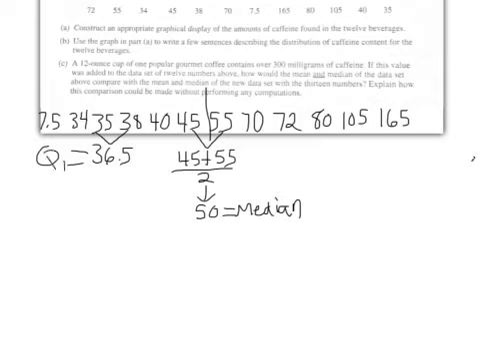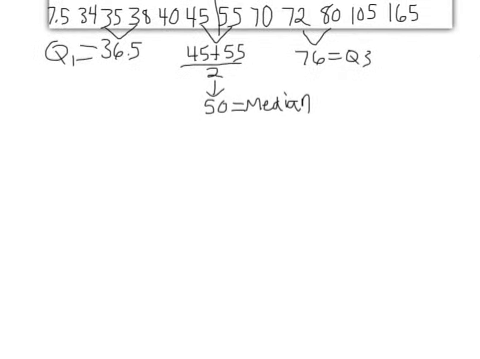And then the same thing for the second half. We have 6 numbers, so right here in the middle we split our numbers down the middle. An average of 72 plus 80 over 2 gives us 76, which is our third quartile. All right, now we have enough information to draw our box and whisker plot.